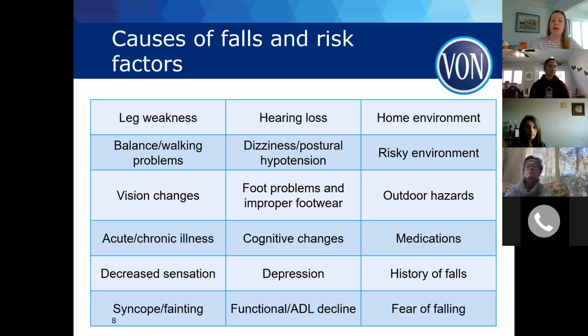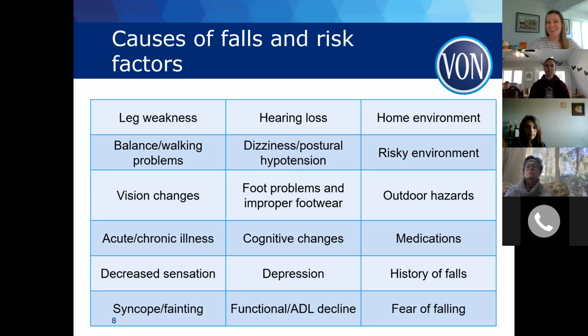The next one underneath it is balance or walking problems, because typically when people do experience a fall, the first thing they say is, oh, I lost my balance, right? So just being aware that if they are experiencing altered balance or changes to their mobility, then that could mean that they might be at a greater risk of having a fall.